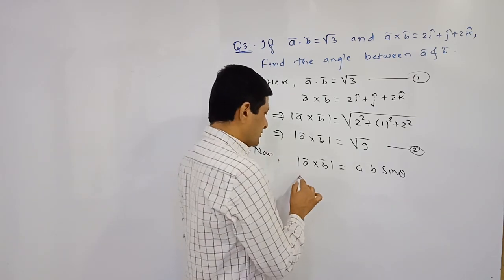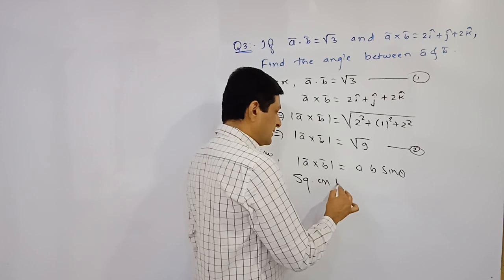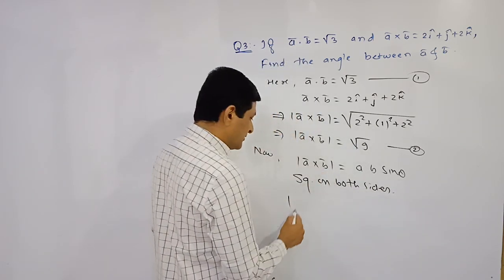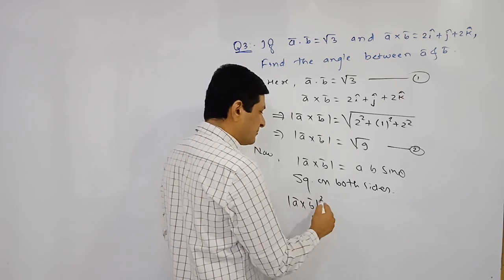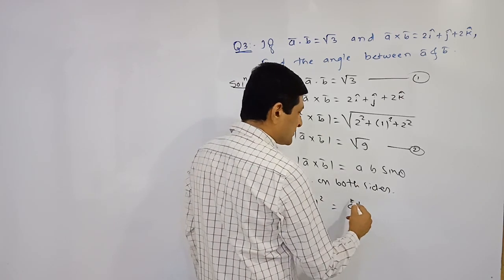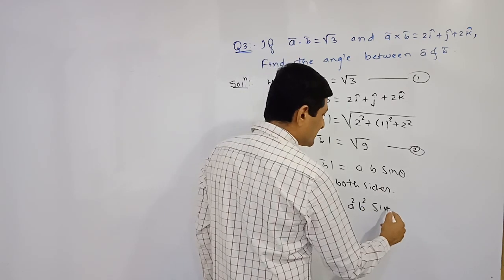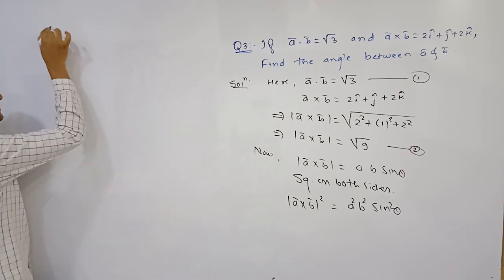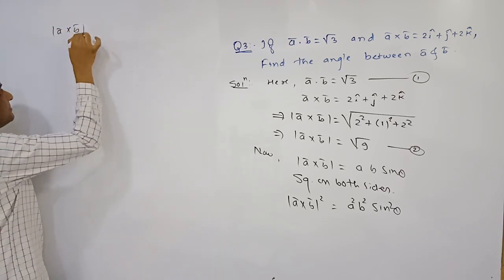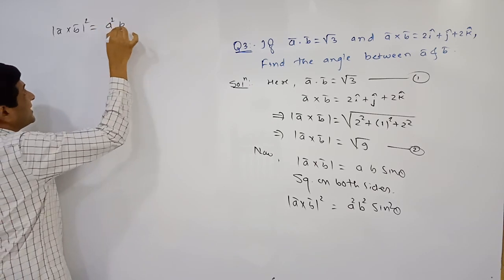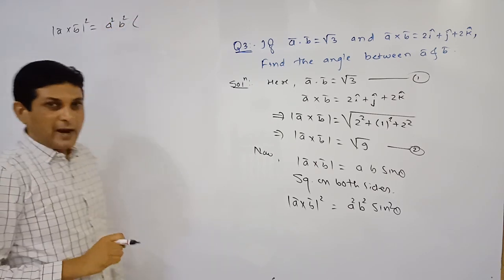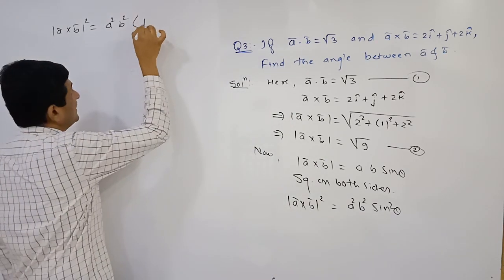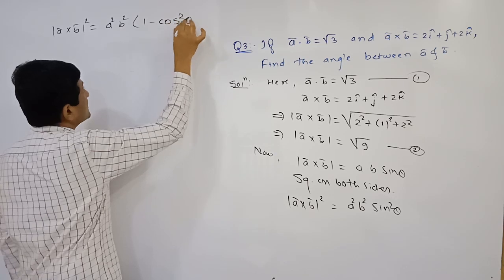Now we are squaring both sides. On this side we will get the square of the magnitude of A bar cross B bar, and on this side A square B square sine square theta. Let us simplify this expression. Keep the left hand side as it is. According to the identity, sine square theta can be replaced by 1 minus cos square theta.